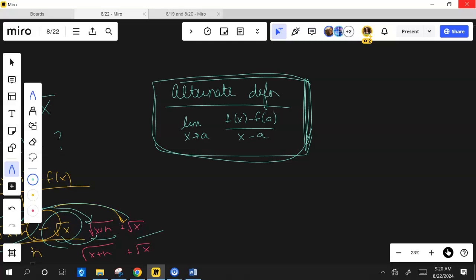It does the exact same thing. The difference here is your a is at a specific point. It seems that way, but it's not always that way. Alternate definition. You could have used it on the last problem. It's really more beneficial using it at a specific point, because your a is at your specific point.